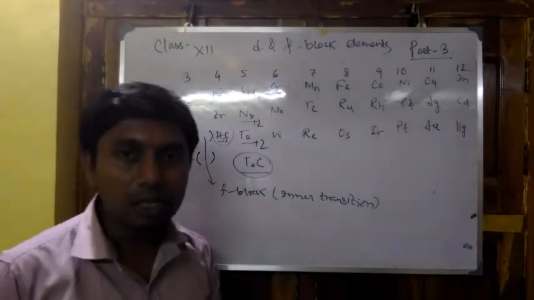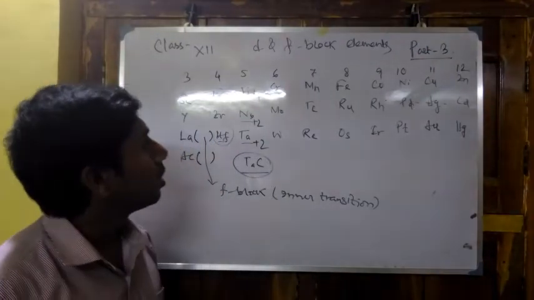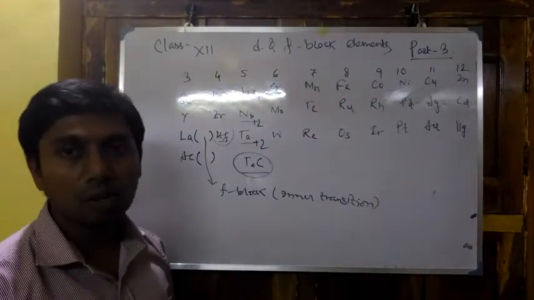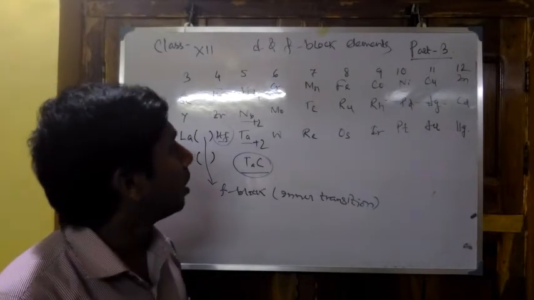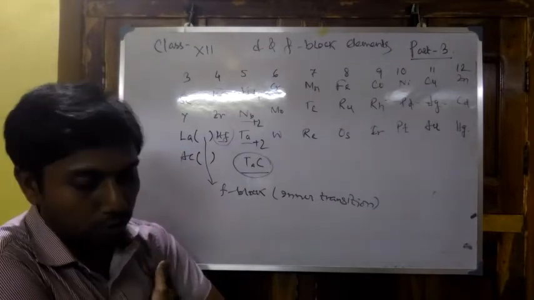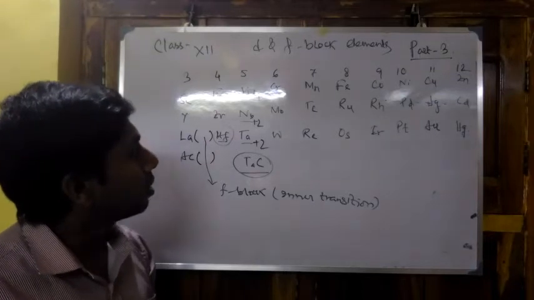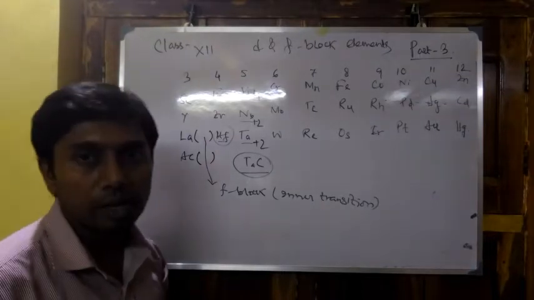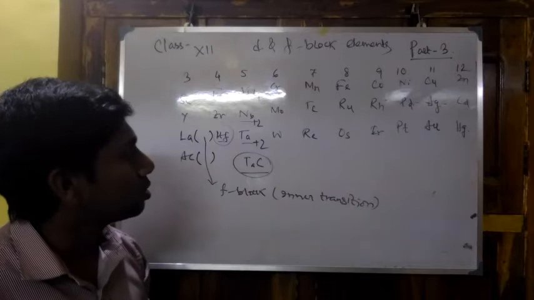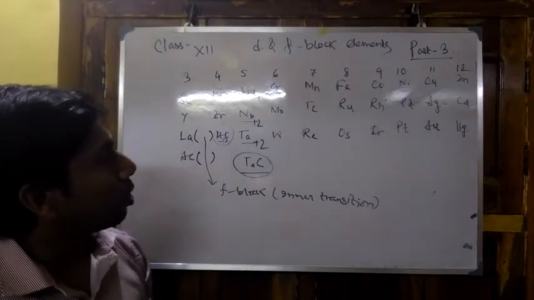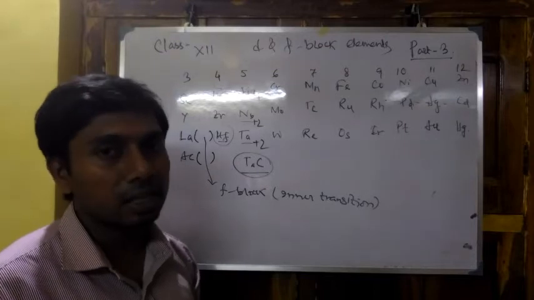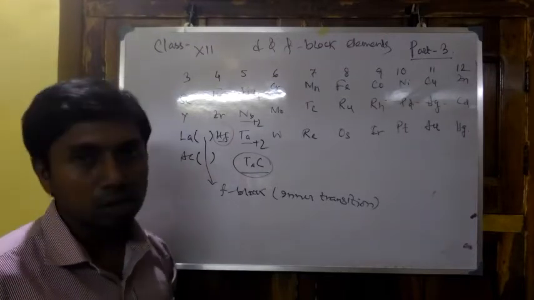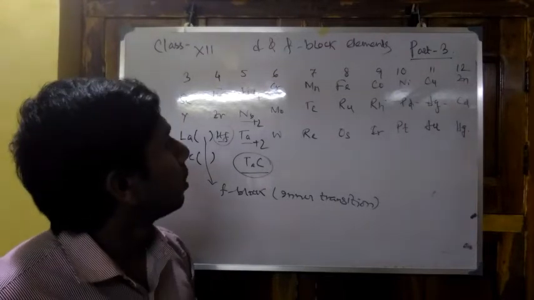Now next one, group 6: chromium, molybdenum and tungsten. Chromium has a variety of oxidation states, and the maximum oxidation state possible for chromium is +6. Molybdenum and tungsten are also very important, and are used as metals for alloy formation. Chromium forms a large variety of compounds, that is the dichromate and the chromic oxide, etc.